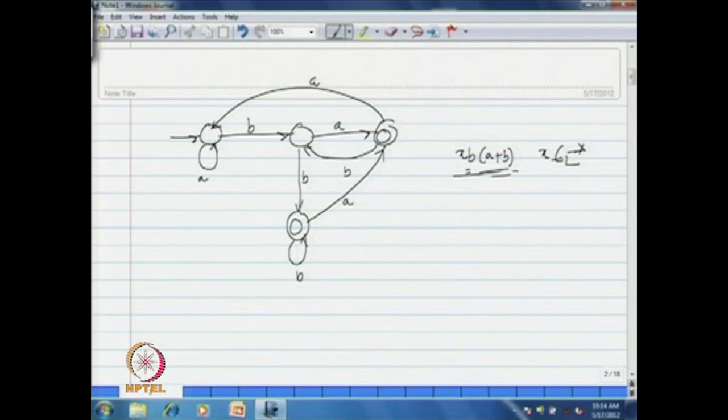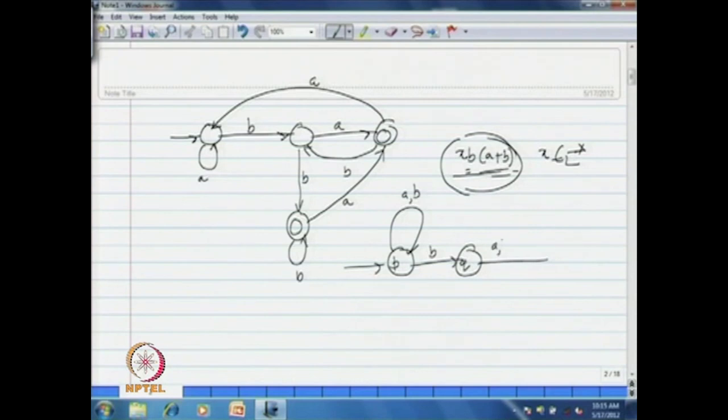Rather, if this language is given, then it is quite easy to construct a transition diagram of a finite automaton which will accept this language. For example, we start with the initial state, say p. This on a and b will remain on the same state, on b it will also go to state q, and q on a and b will go to state, say r, which is a final state, and there is no transition out of r.